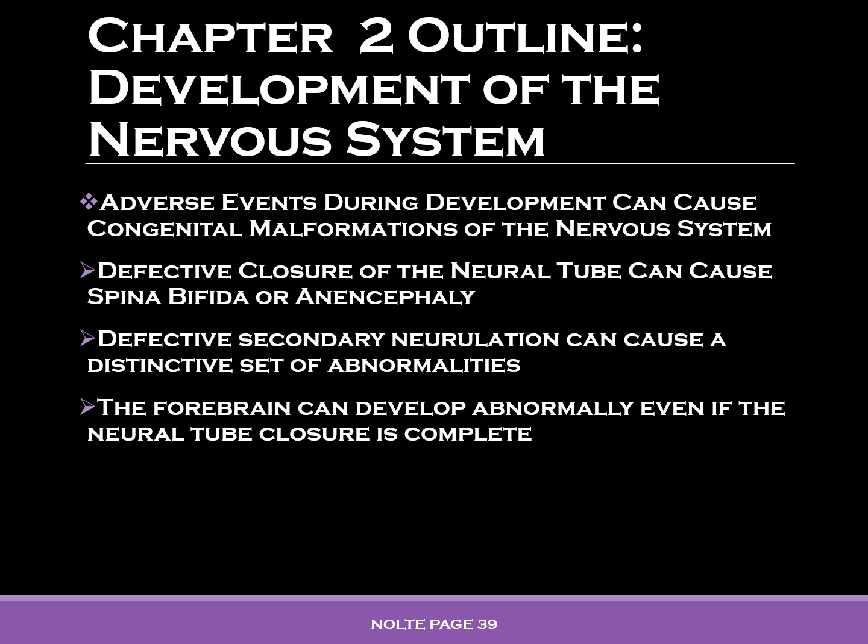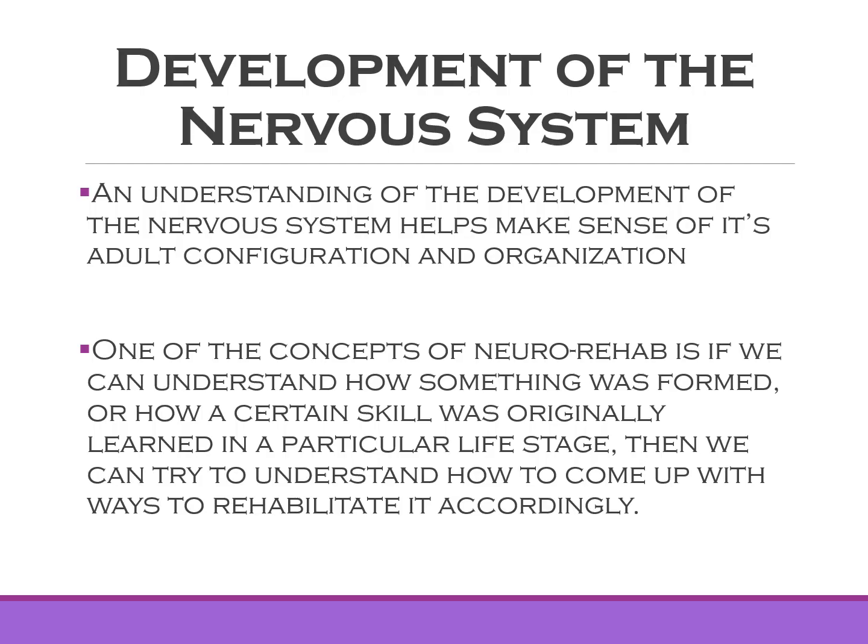Adverse events during development can cause congenital malformations of the nervous system. Think folic acid deficiency and neural tube defects. Defective closure of the neural tube can cause spina bifida or anencephaly. An "an" in front of a word tells you without. Encephal is brain, so without brain. Defective secondary neurulation can cause a distinctive set of abnormalities. The forebrain can develop abnormally even if the neural tube closure is complete. Okay, that was pretty heavy, so I'm going to define what all of that meant, but as you go back, study those specific slides, those first 3 slides, and you should be able to get that once you get the meaning behind it.